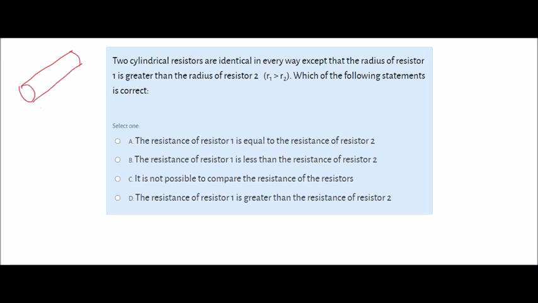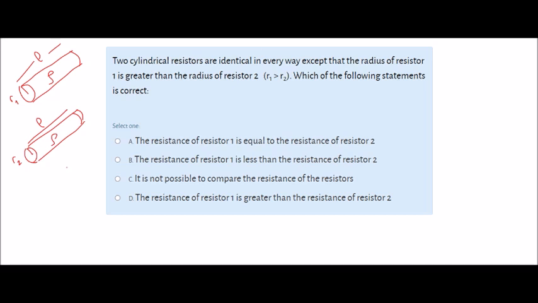Okay, so we have R1 here. They are identical, so they have basically the same length and the same material, so they have the same electrical resistivity. And resistor 2, so R1 greater than R2. They should have the same length, sorry. So that's L, that's rho.